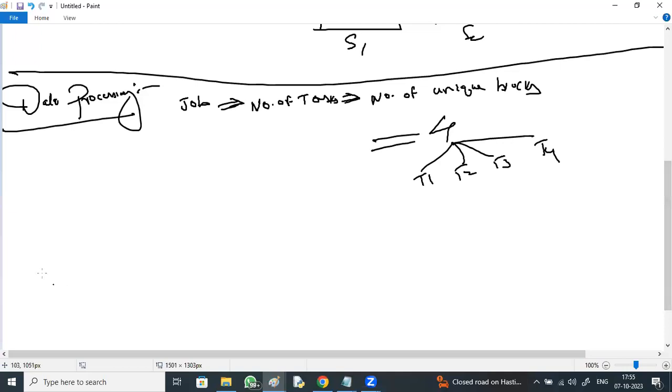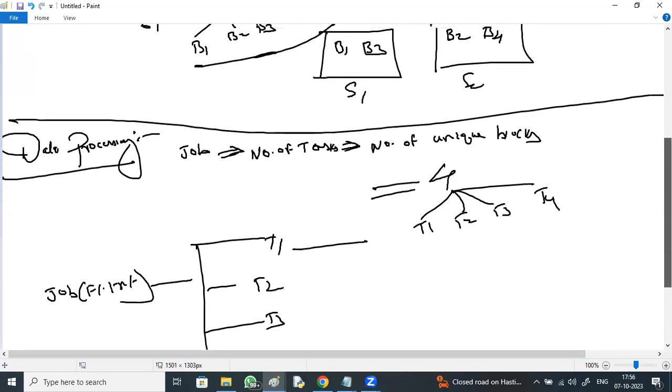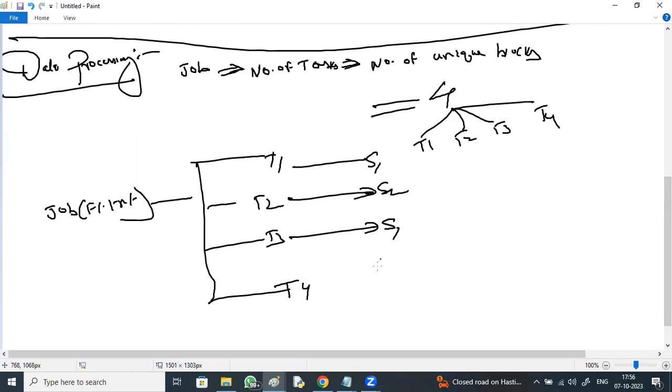Okay, the job is to process f1.txt. It is divided into how many tasks? T1, T2, T3, T4. Who should execute T1? T1 is for executing B1. Who should execute T1, S1 or S2? S1, right? T2 by S2, T3 by S1, T4 by S2.